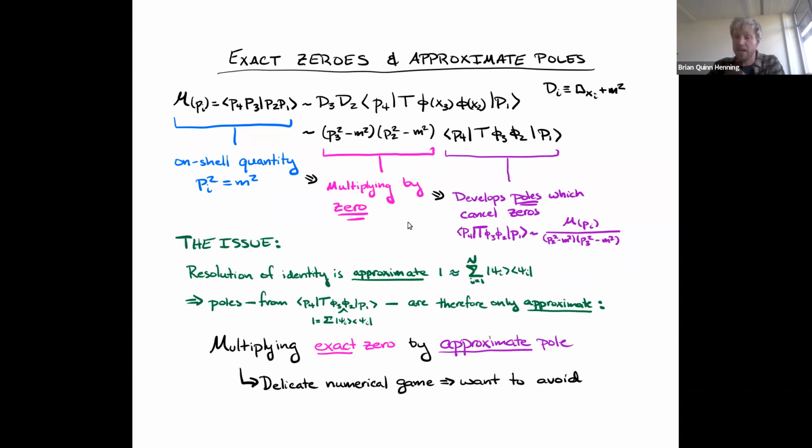The problem we have at hand is that the resolution of the identity that we have is only approximate because it only runs from 1 to N. So the poles that develop from inserting the identity are also only approximately poles. We're taking an exact zero, p squared equals m squared, and multiplying it by an approximate pole. So this is just 0. We need to find a way of getting around this.